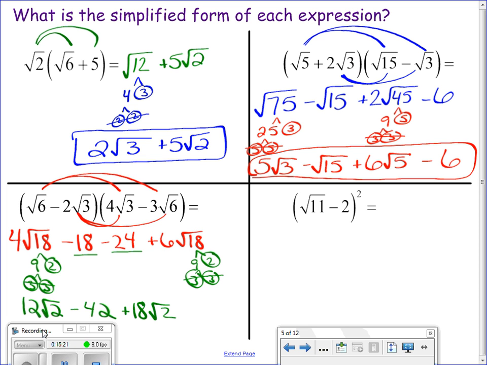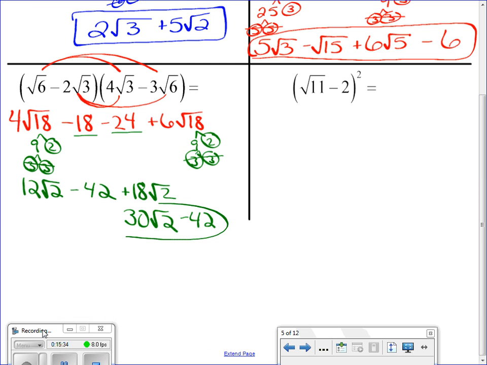Any more like terms? 12 radical 2 plus 18 radical 2 is 30 radical 2 minus 42. I think there may have been one or two of you that had that for an answer. Who had that for an answer? 3 of you. All right, nice job, guys. Wow, 2 of them are from the same lab.